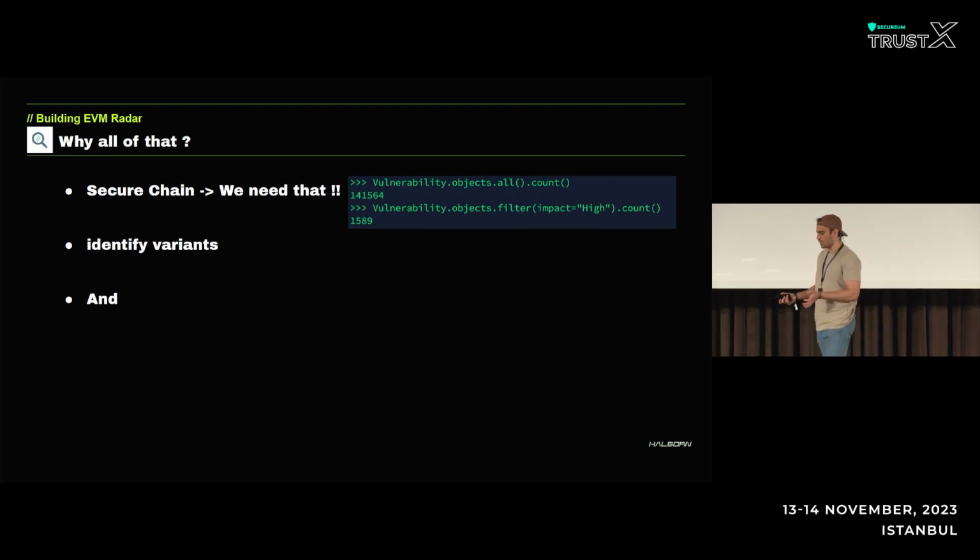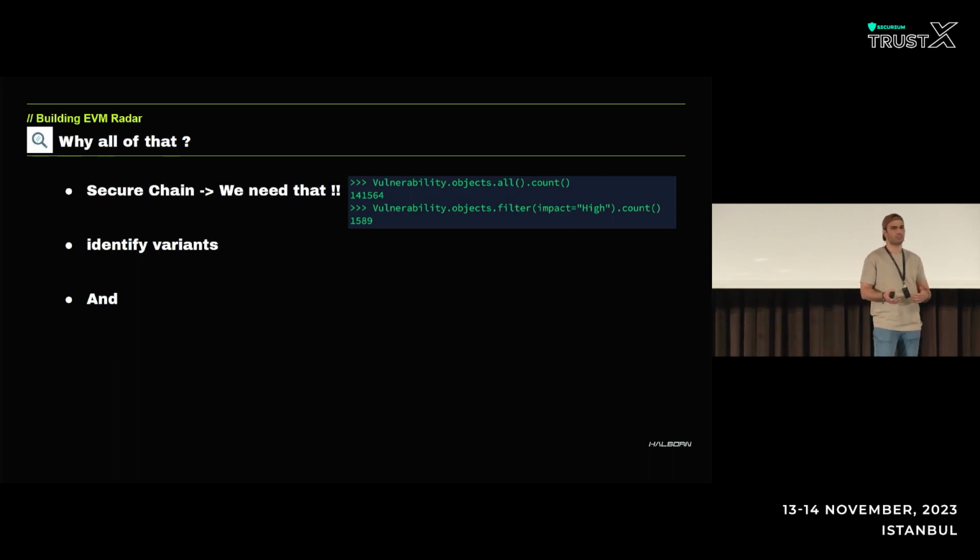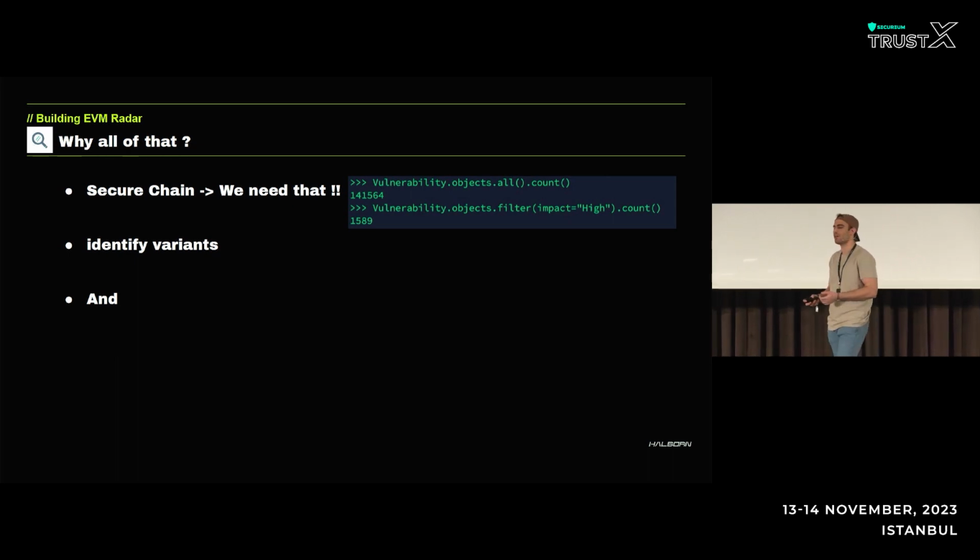So why do we need all of that? We need all of that for secure chains. We need to have secure chains. We need to unify different bug variants.